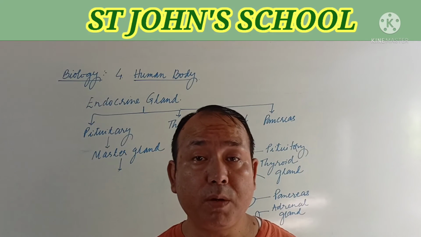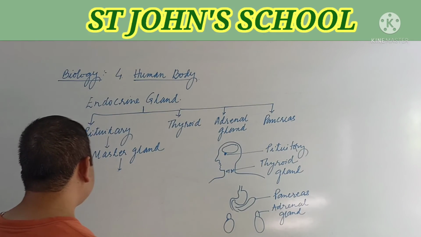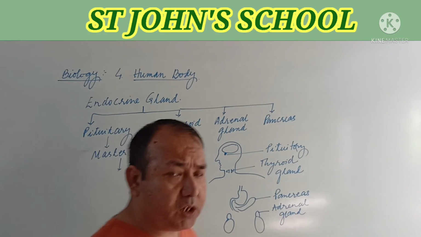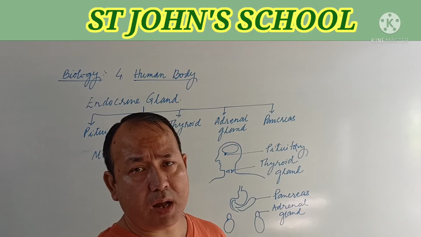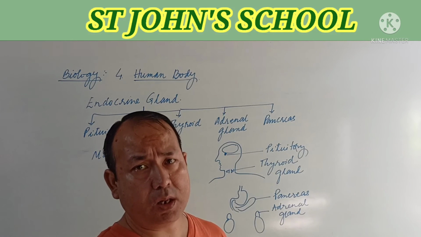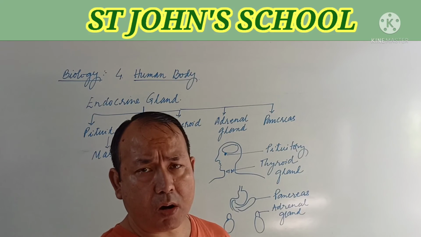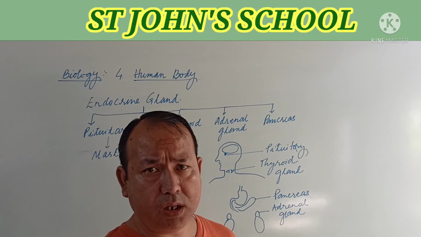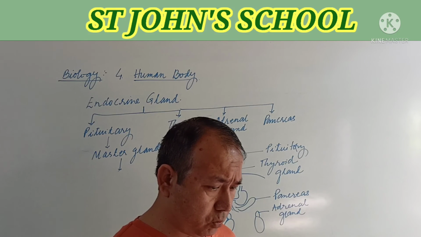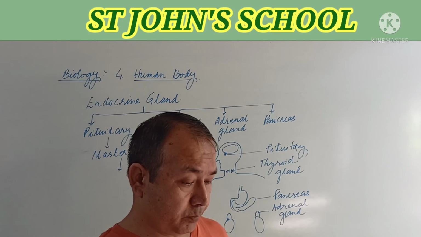So these are all the hormones which are released by the pituitary gland. How many hormones are given in the book? The first one, growth hormone. The second one, thyroid stimulating hormone. The third one, adrenocorticotropic hormone. The fourth one is prolactin. Then oxytocin. So these are all you need to learn. Then finally the antidiuretic hormone.